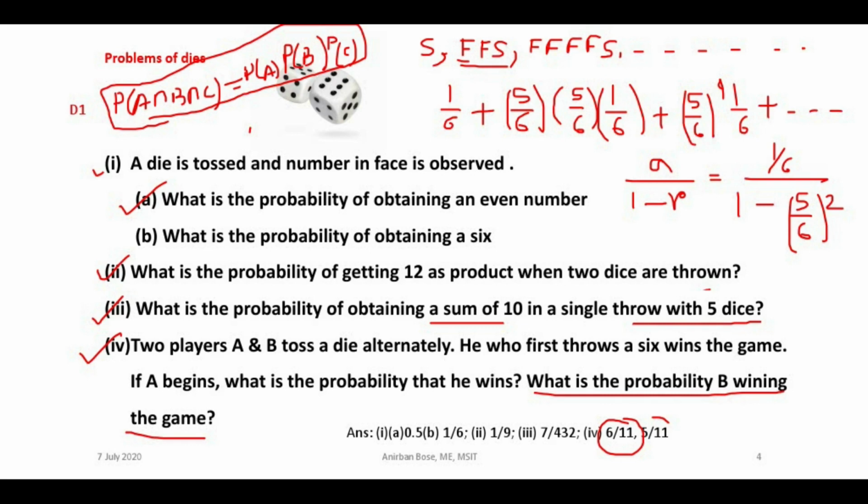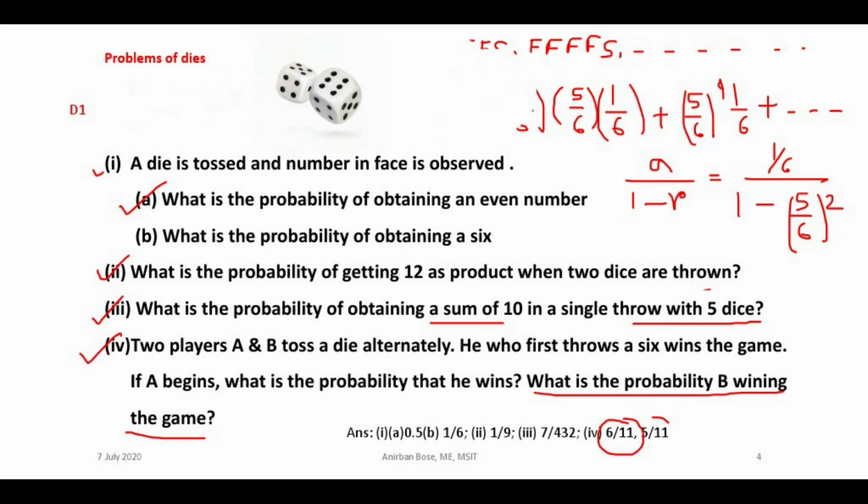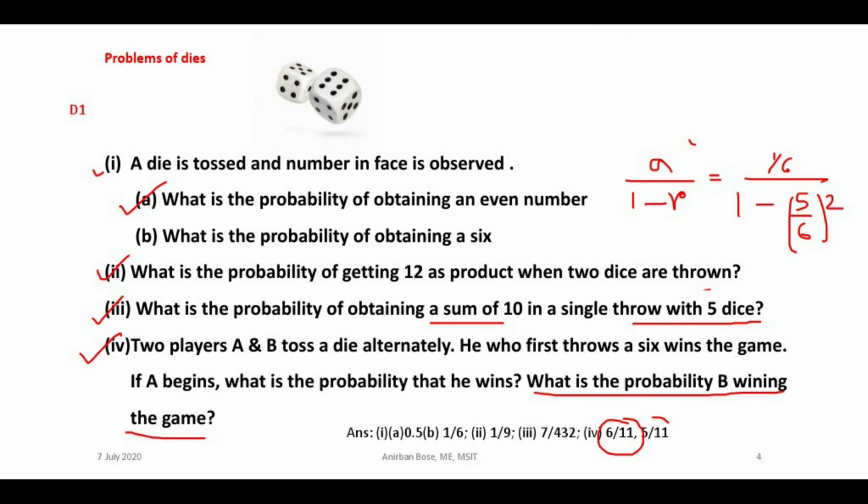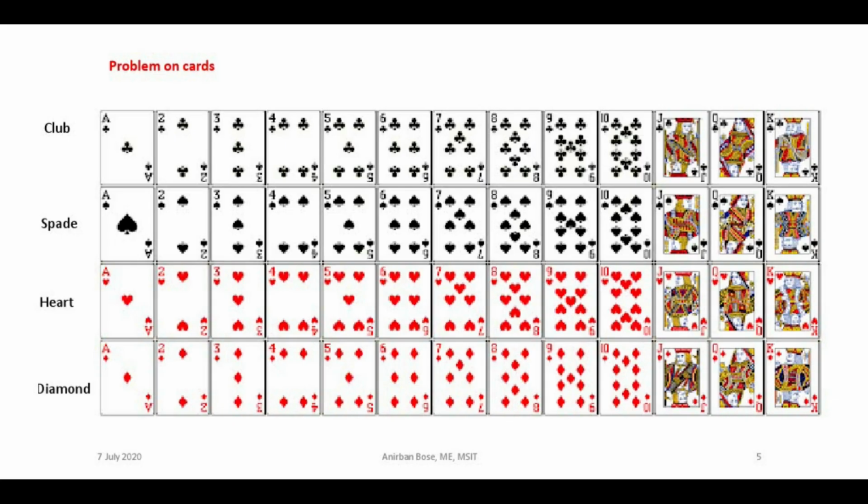Okay, now what is the probability of B winning the game? The probability of B winning the game you can find in a similar fashion, that initially it will start with the failure of A and the success of B, then failure of A, failure of B, then failure of A, and then success of B. In this way you can do it, or you can simply, since you have already found out the probability of A, definitely the probability of B will be 1 minus that, because A and B are complementary events. Either A will win or B will win, and they are mutually exclusive. So you can do it in that way.